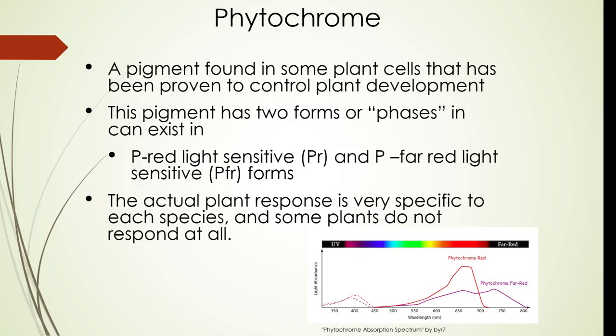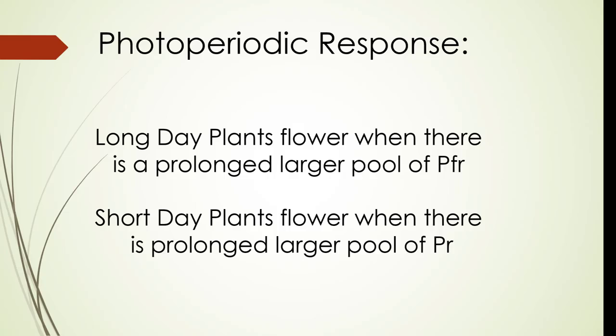There's a pigment found in some cells that has been proven to control plant development, and that's called phytochrome. This pigment has two forms, P-red sensitive and P-far red sensitive. Each plant response is very specific to each species, and some plants don't respond at all. Long day plants flower when there is a prolonged larger pool of PFR. Short day plants flower when there's a prolonged larger pool of PR.